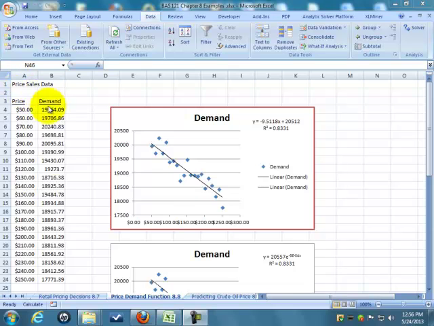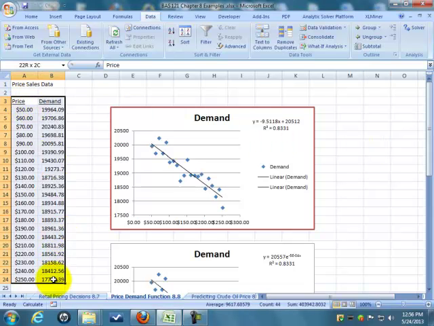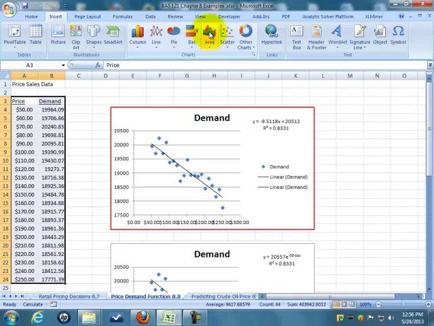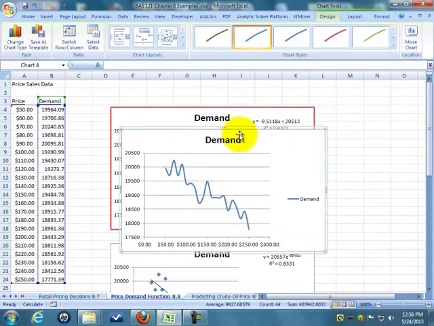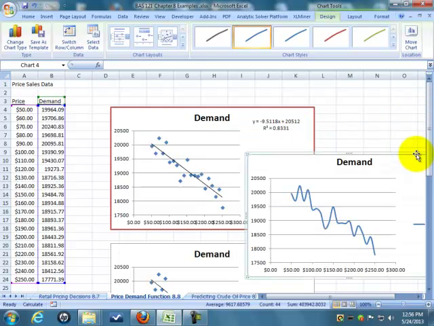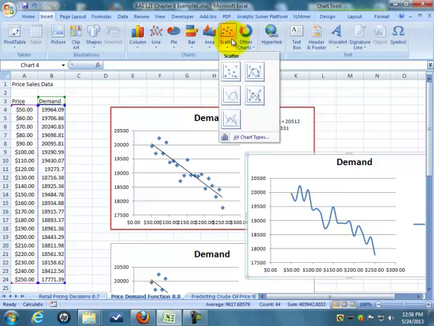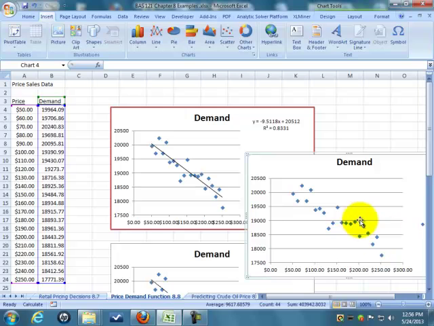We're going to take a look at example 8.8. They've given us some price sales data and they've asked us for some various demand functions. So what I did to create these charts is I highlighted this area and I said insert scatter plot. Now, let's change this scatter plot so it looks like the other ones. There, it doesn't draw the lines.